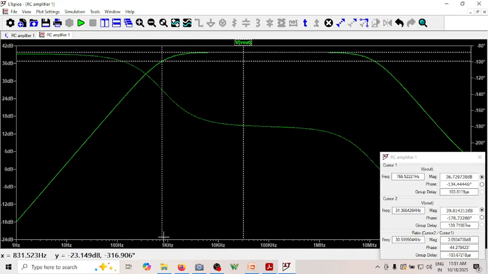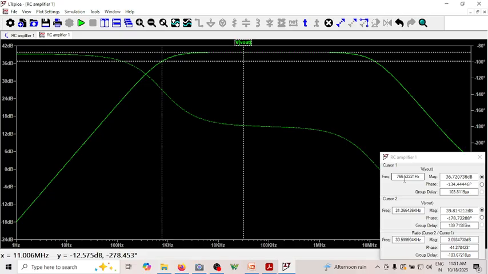So this corresponds to the cutoff frequency. What is the cutoff frequency? It is 766 hertz. So FC1 is 766 hertz. The corresponding gain is, so let me write it here.